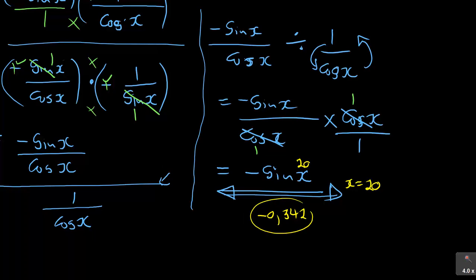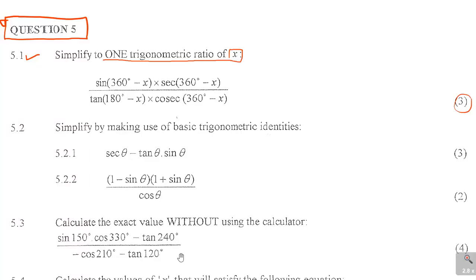All right, so let us look at the next one. Having done the first, we can now look at the next question, which is 5.2 here. Simplify by making use of basic trigonometric identities, and 5.2.1 is sec theta minus tan theta times sine theta.